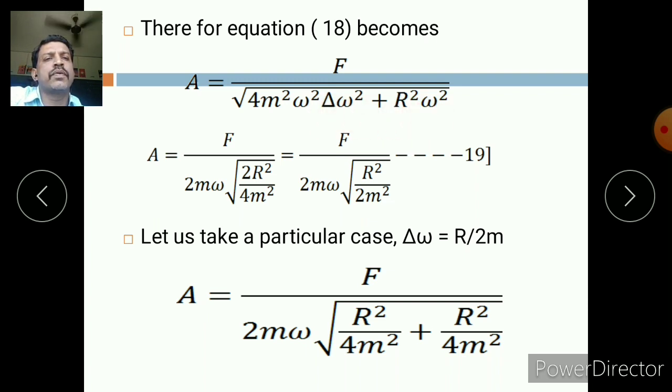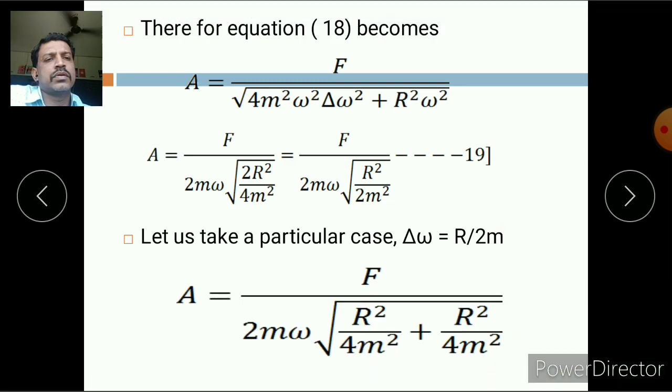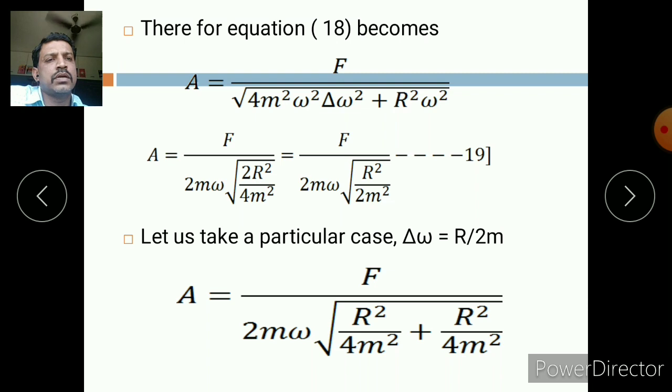If we simplify this in the bracket, you will get under root 2 r square upon 4m square, and 2 divided by 4 is 1 by 2, therefore you will get 2m omega times under root r square upon 2m square. Here we take one particular case, that is delta omega equal to r upon 2m. So the final equation is A equal to F upon 2m omega under root r square upon 4m square plus r square upon 4m square. This is one case, and here it is another case.